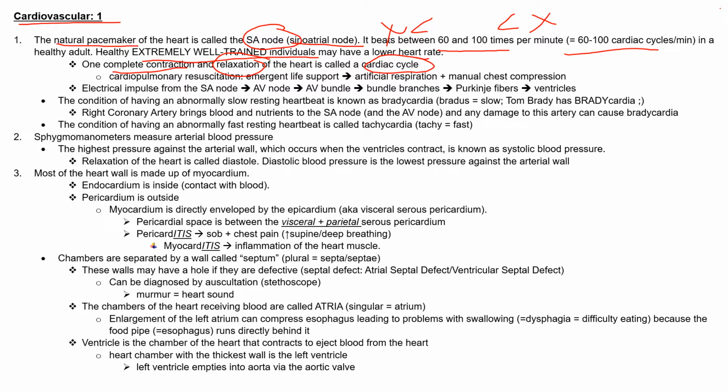So, how does an electrical impulse move from the SA node to the ventricles, the muscles of the heart? It goes from the SA node to the AV node to the AV bundle to bundle branches and the Purkinje fibers. You got to memorize it.